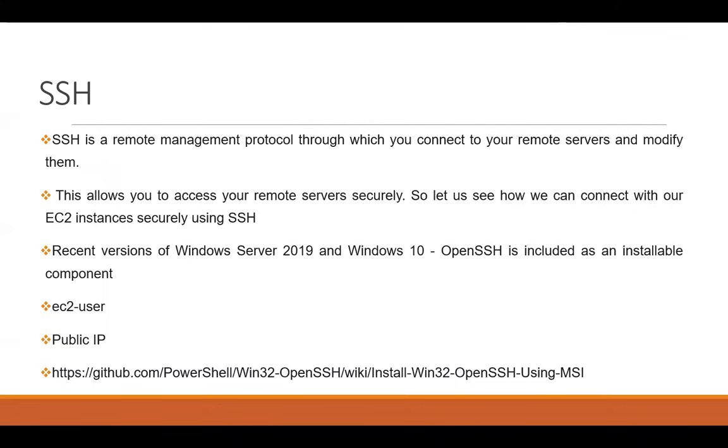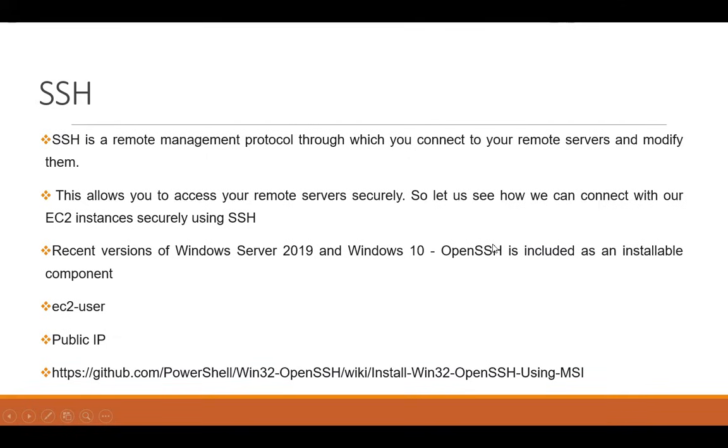In this video, I will be showing you how we can securely connect, how we can modify the security groups, and what things we need to take care of in the security groups. Moreover, in the recent versions of Windows Server 2019 and Windows 10, OpenSSH is already included, or we can download it from this link on GitHub. I have provided the link over here, and I will be providing this link in the video description also.